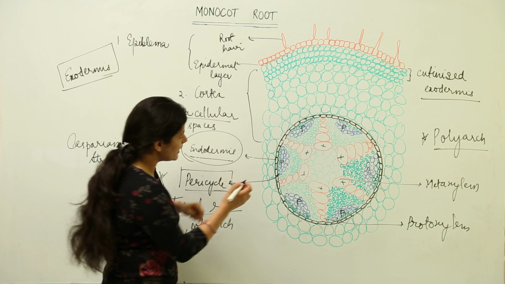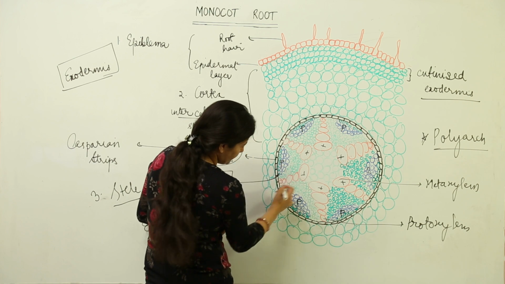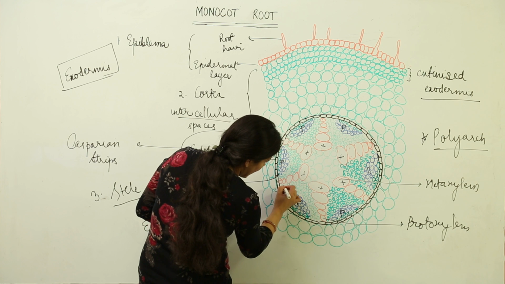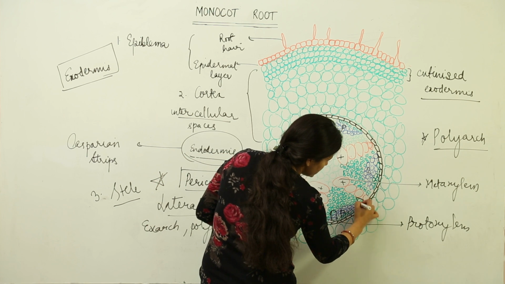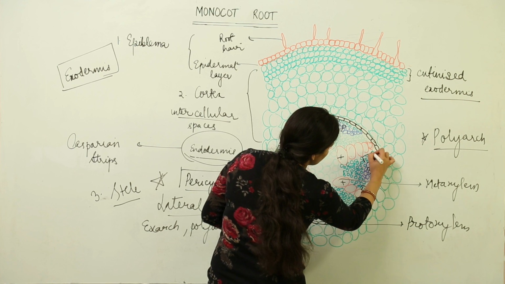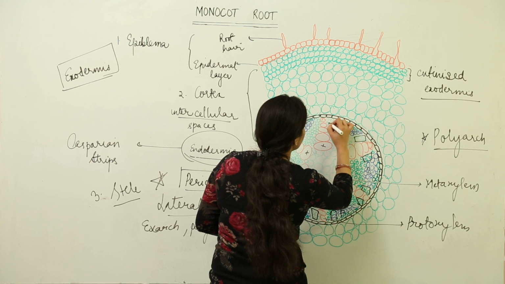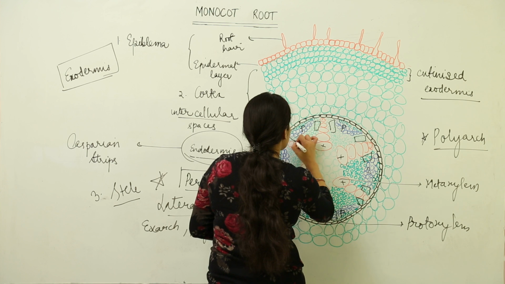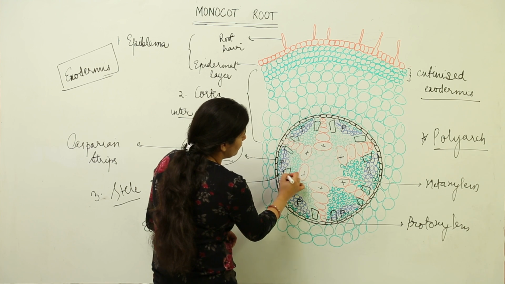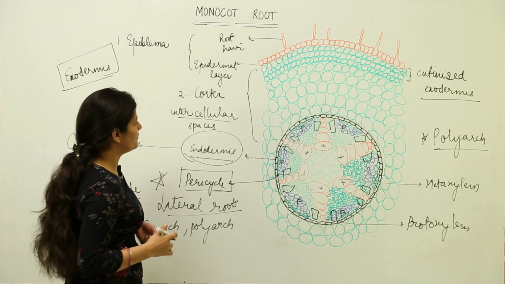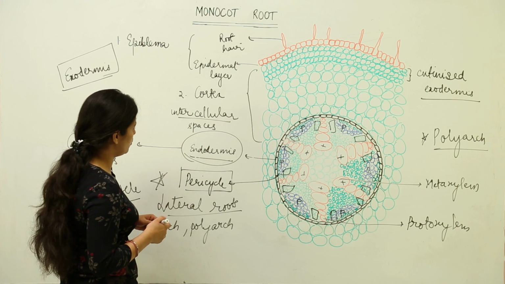There is pericycle, and in between the phloem and xylem, there lies conjunctive tissue. As you can see over here, the part I am labeling happens to be the conjunctive tissue. Now, what is conjunctive tissue? We had discussed that it is the parenchymatous tissue present between xylem and phloem. So, this is all we have to understand about the monocot root.